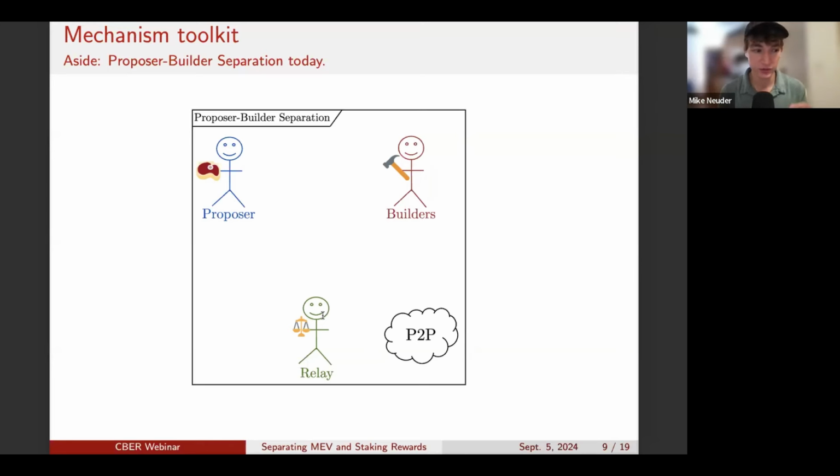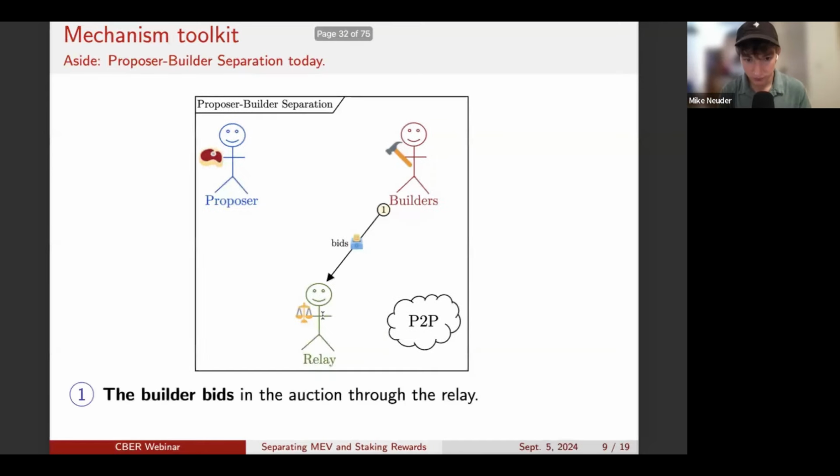MEV Boost is essentially an auction that takes place. The auction is conducted by a relay, and the relay allows proposers to participate. Proposer is the name for the validator who is selected to lead a specific slot. So it's like, hey, it's your turn to create a block. The proposer says, hey, I don't know how to do all this fancy stuff. I don't know how to extract MEV and do this high frequency trading. So I'm going to sell my opportunity to do all this stuff to a builder. And the builders are going to bid in this auction to compete for the right to do this.